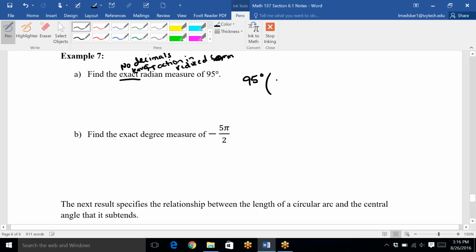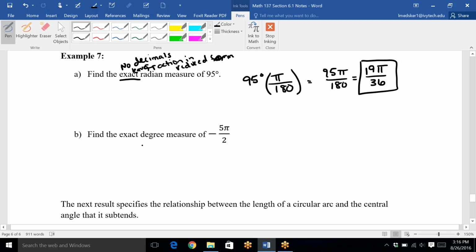We know that if we want to turn that into radians, we need pi over 180. And we notice that that would be 95 pi over 180, but they're both divisible by 5. If we divide them both by 5, I believe it turns into 19 pi over 36. And 19 and 36 have nothing else in common.